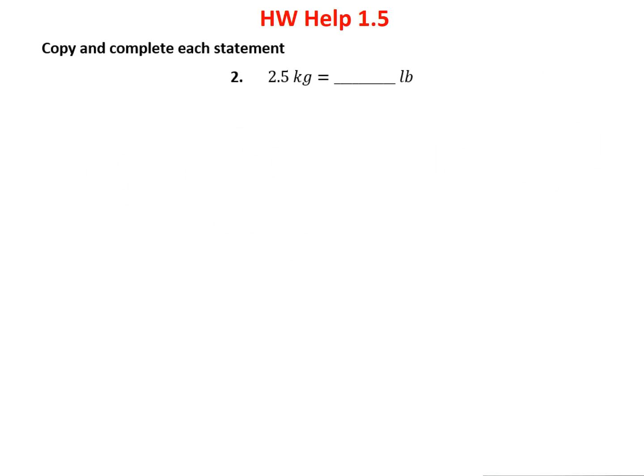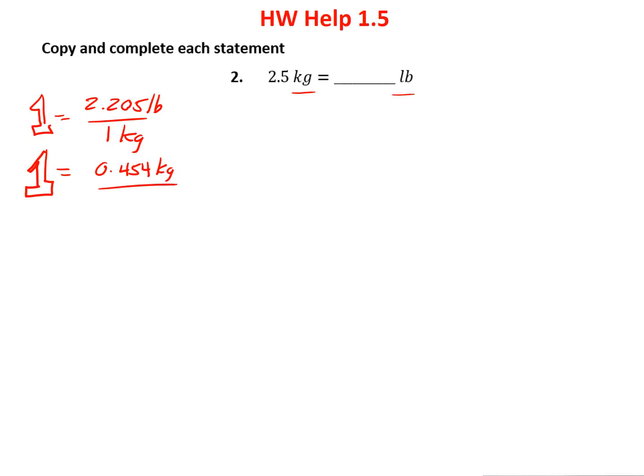In this problem, we're going to go from kilograms to pounds, so we need to know our conversion rates. Two ways to look at this. I'm going to compare them, I'm going to make my little comparison here, 1, and I know that 2.205 pounds equals 1 kilogram, or I want to do it this way. I also know that 0.454 kilograms equals 1 pound.